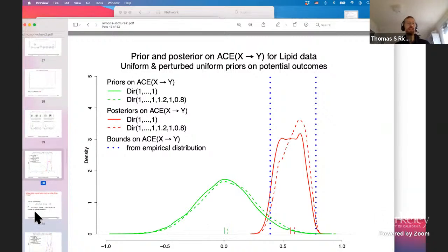When I first presented this to Bayesian colleagues, not working in causal inference, they said, well, this is to do with your prior not being diffuse enough. You should have a more diffuse prior, because here, look, there's conflict between the prior and the posterior. The data and the prior are not happy with one another. You should have a more diffuse prior and this problem will go away.